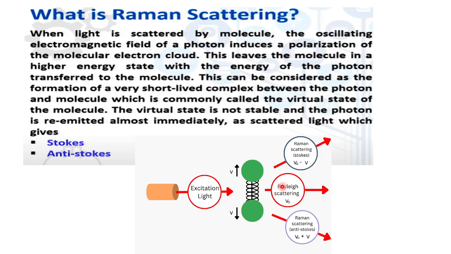Now, what is Raman scattering? When light is scattered by a molecule, the oscillating electromagnetic field of a photon induces a polarization of the molecular electron cloud. This leaves the molecule in a higher energy state. The energy of the photon is transferred to the molecule; this can be considered as the formation of a very short-lived complex between the photon and molecule, which is commonly called the virtual state of the molecule. The virtual state is not stable, so obviously if it is in the excited state, it will again come down to the ground state.